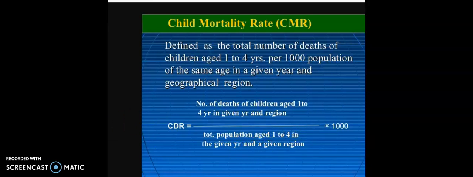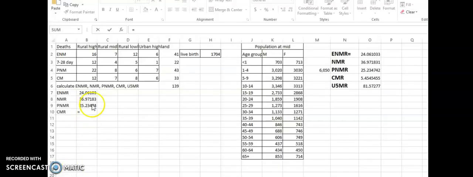So let's go to the Excel file. Okay guys, to calculate the child mortality rate, this is the given data, number of deaths, over the denominator, which will be the population at mid-year with the same age group. Children are individuals who are 1 up to 4 years old. I already added the male and female children, which is 6050 here. Multiplied by 1000, it will give us 5.45 per 1000 as the child mortality rate.